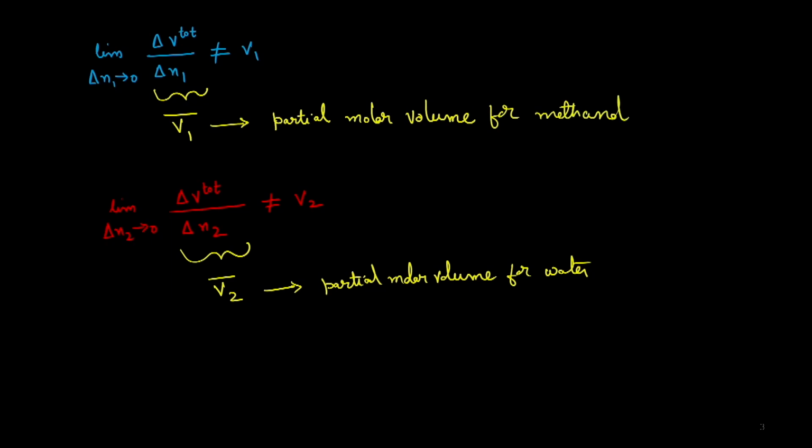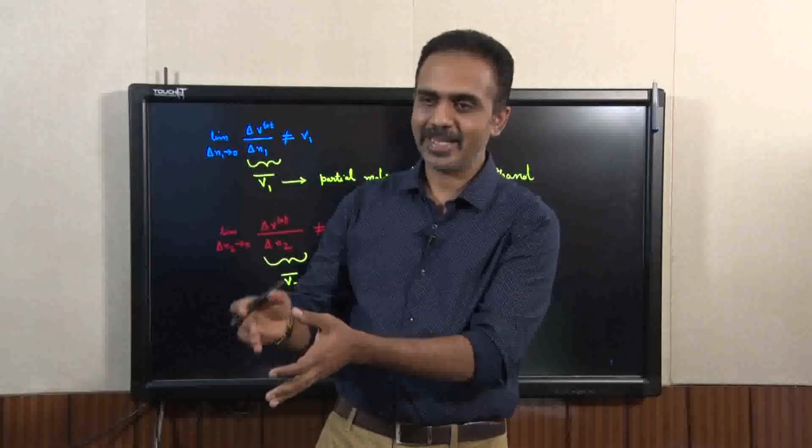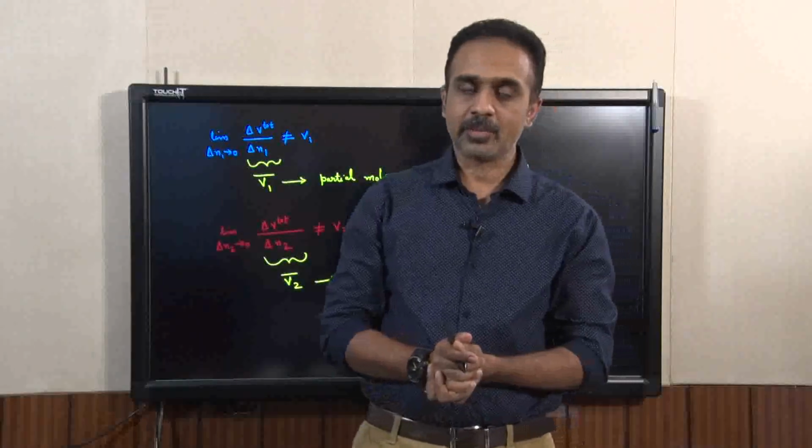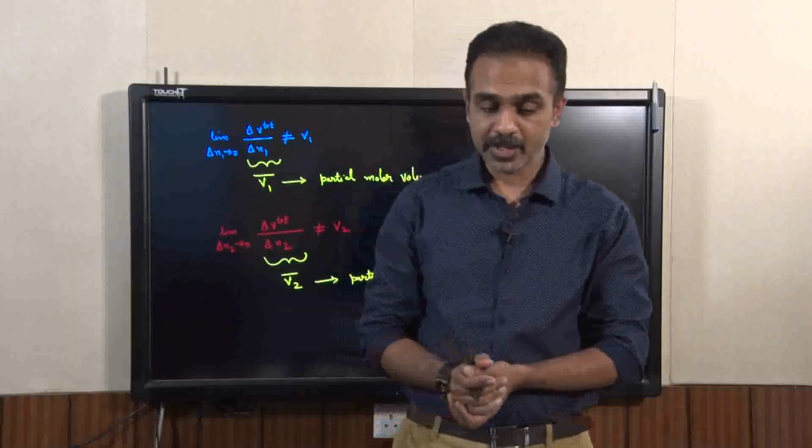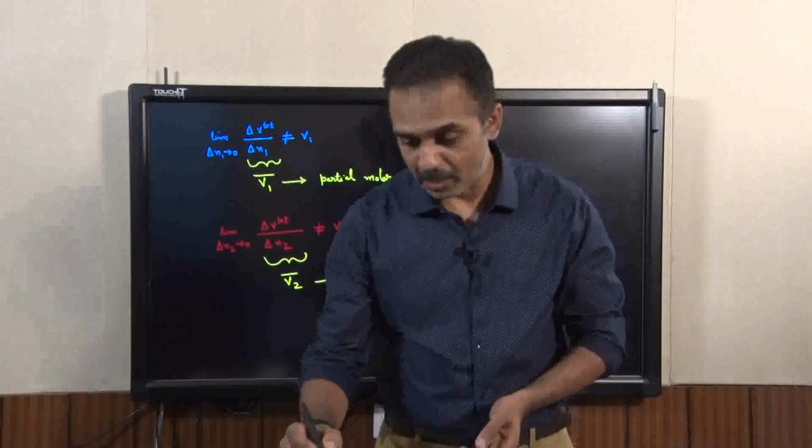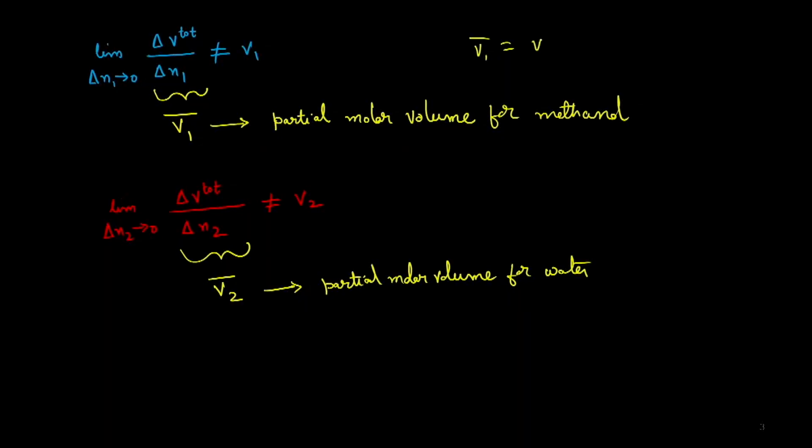So we have a scenario where the mixture behaves differently than its pure component counterparts, and V1 bar is not equal to V1, at least in this case. In certain cases, they may be equal, but they don't have to be. And V2 bar is not equal to V2. The partial molar volume for methanol is not the same as the molar volume for methanol. The partial molar volume for water is not the same as the molar volume for water. So we have defined a new property for a mixture, partial molar volume, right?